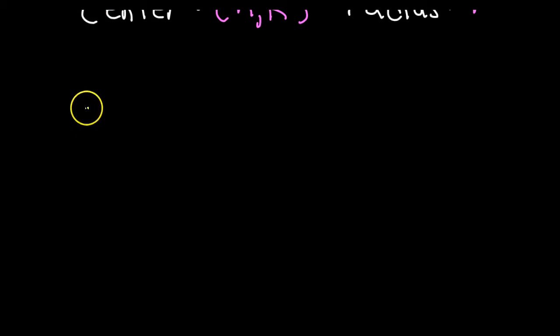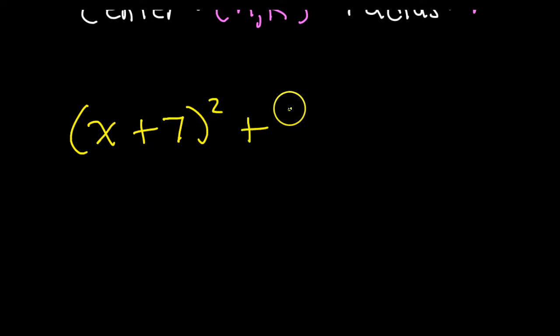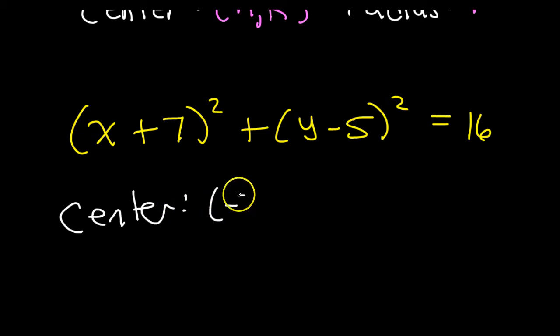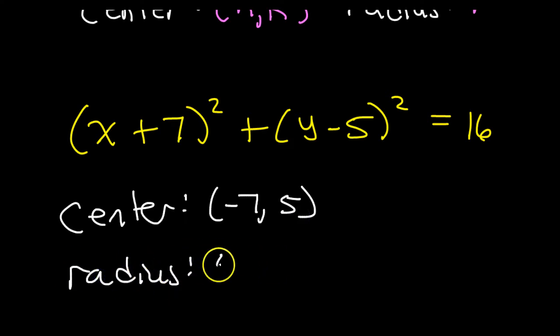Let's say if I had x plus 7 squared plus y minus 5 squared is equal to, let's say, 16. Then the center would be negative 7 comma 5, opposite of this, opposite of that. And then the radius would be 4, because this is the radius squared, so you take the square root. So that's how the standard form equation of a circle works.